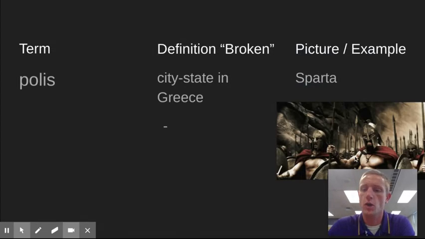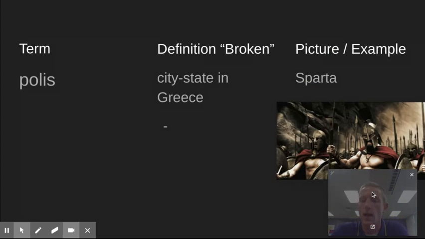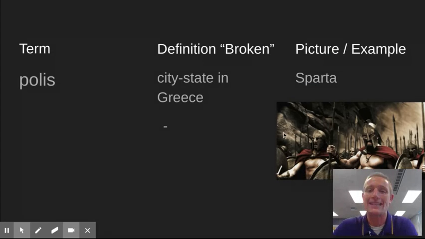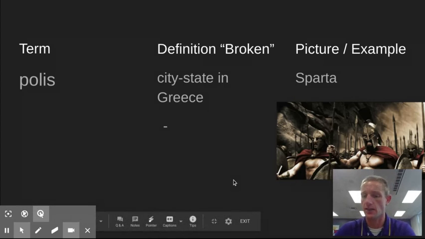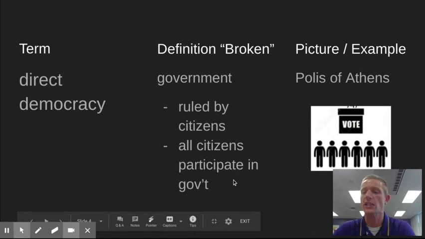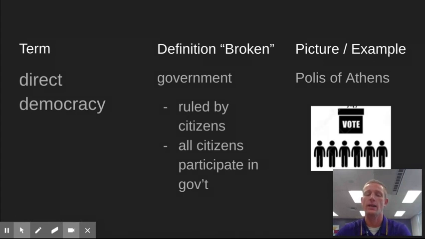All right, first word we have is a polis. A polis is simply a city-state in Greece. We know that a city-state is a city and the surrounding area. In Greece, we're going to have over 200 different city-states. A lot of those city-states are different because they're separated by mountains in Greece.